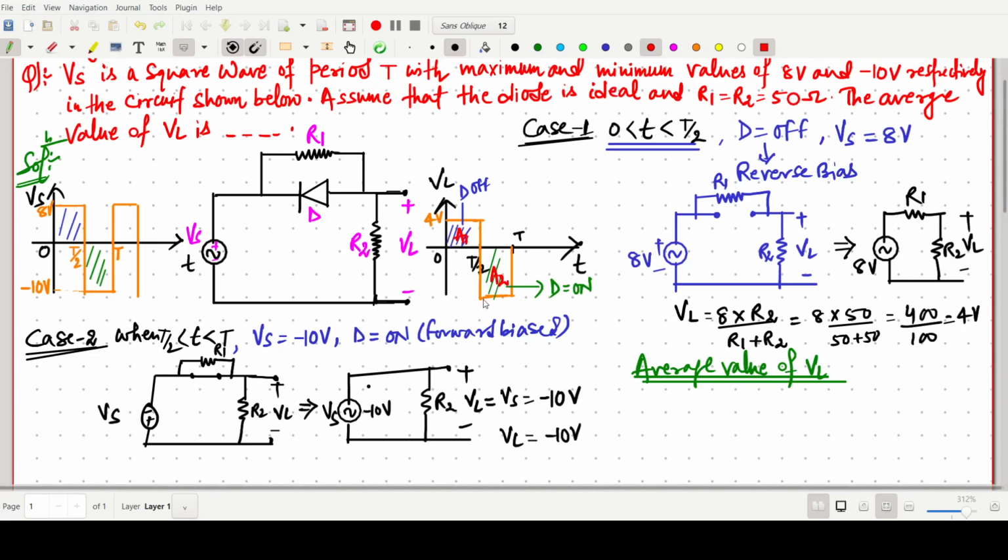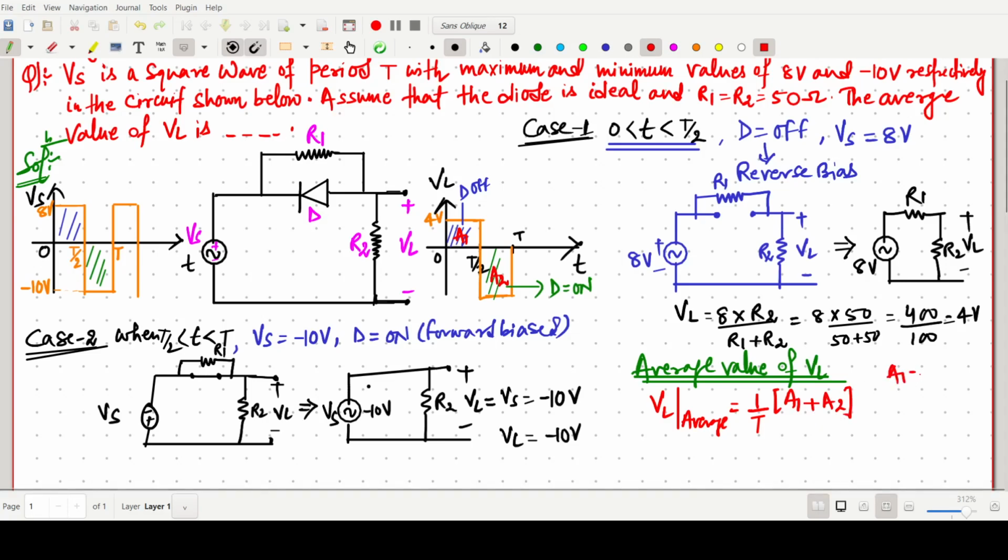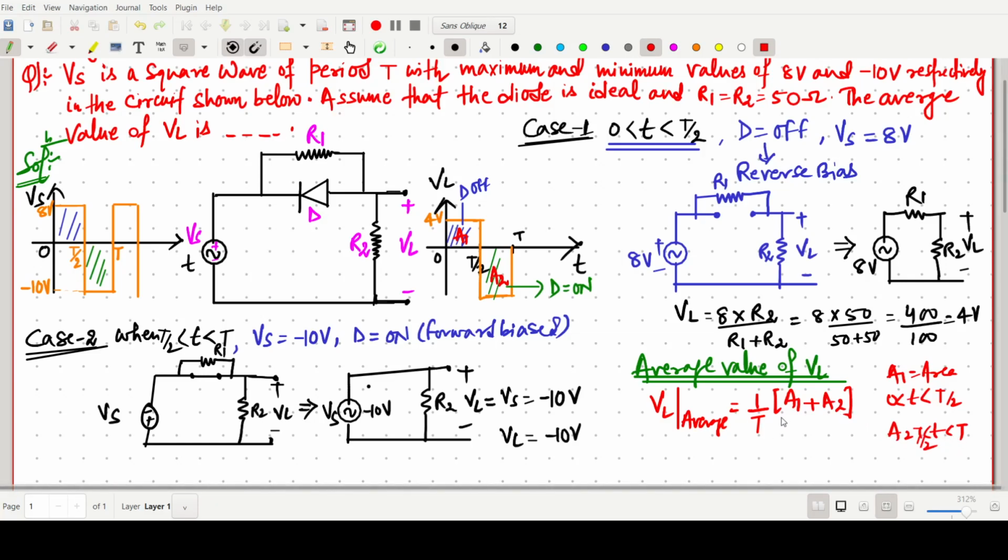The average value, that is our VL average, is nothing but simply one over the time period of that particular signal, times the whole area. This one is the concept of average. So A1 is the area between time 0 to T by 2, and A2 is the area for the time T by 2 to T. So 1 by T, A1 plus A2, is the average.